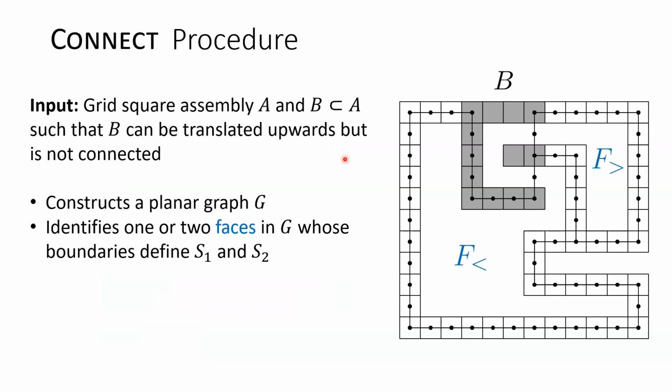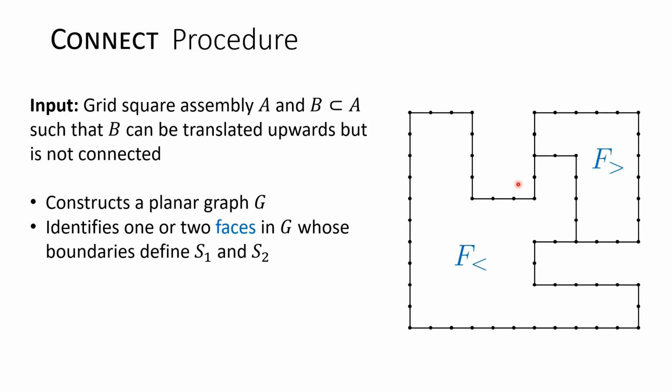Continuing with the example here, connect, in addition to the assembly A, gets a subassembly B, such that B can be translated upwards, but it is not actually connected. We have to figure out how to connect B somehow. The way connect does this is by constructing a planar graph G, which you can see here, and it identifies one or two faces in G whose boundaries define S1 and S2. If we remove the squares, this is what the graph would look like. The tricky part here is to find where exactly the faces are. What are exactly these two faces? I will explain that now.